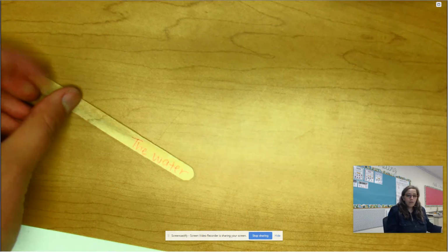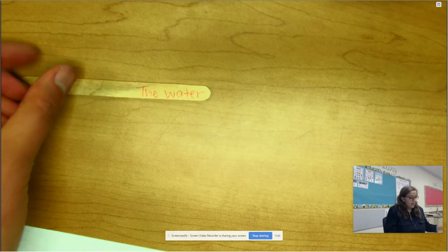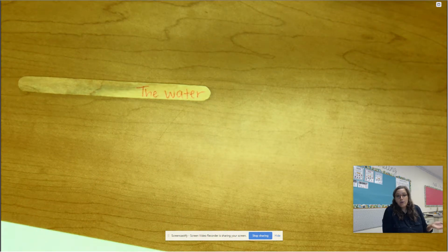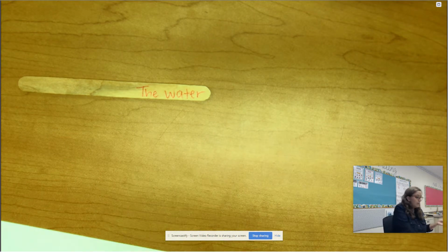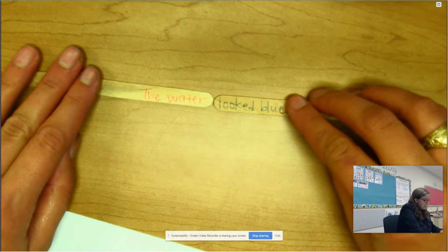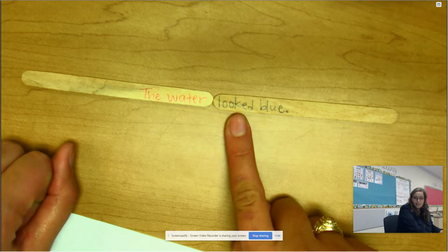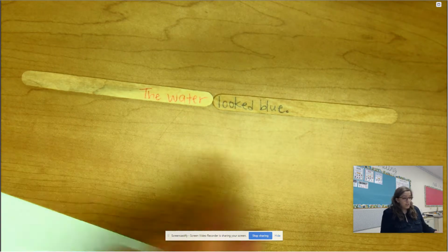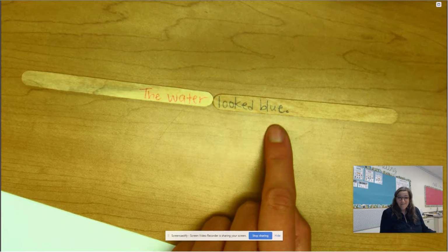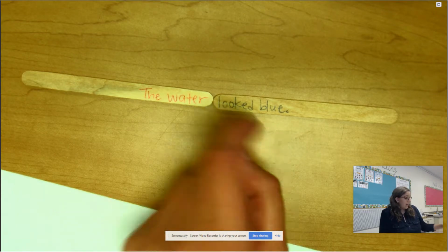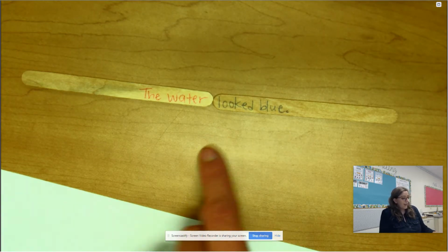The water. The water was the subject of that sentence. And what do we know about the water? What was the water doing? Well, it looked blue. And we've already talked about how looked is our verb in that sentence. And we have an adjective in the predicate this time. Is that okay? We have more information about the water in the predicate.